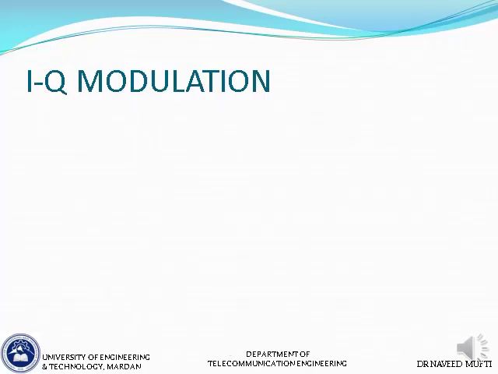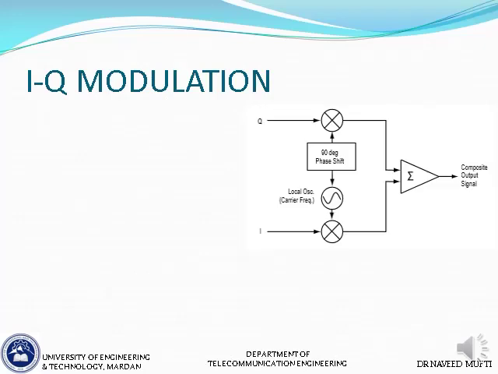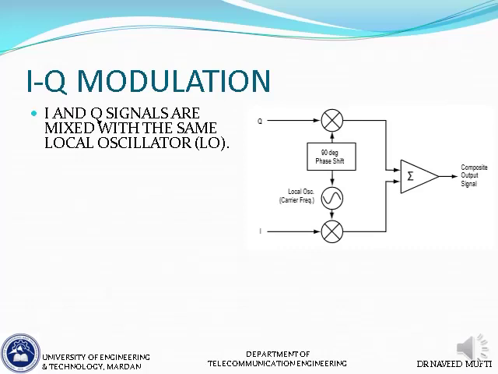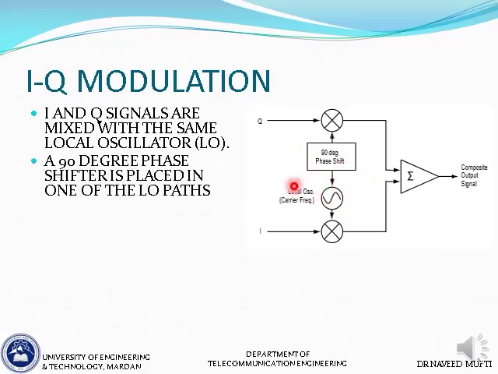So having developed the background for IQ plots, now we come to IQ modulation. That thing of two components being 90 degrees different from each other is exploited in digital communication. So the I and the Q signals are mixed with the same local oscillator. You have one local oscillator, you have a 90 degrees phase shifter, and basically you split your incoming data into I and Q.